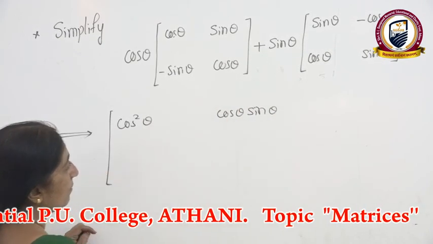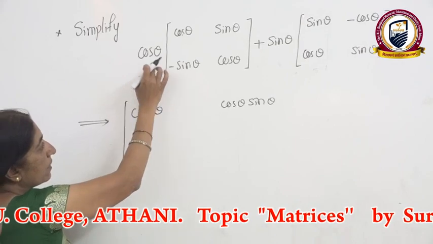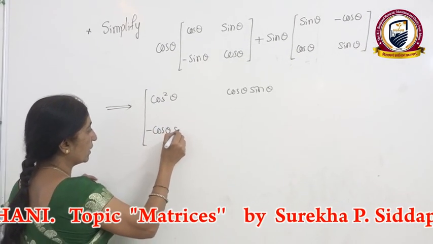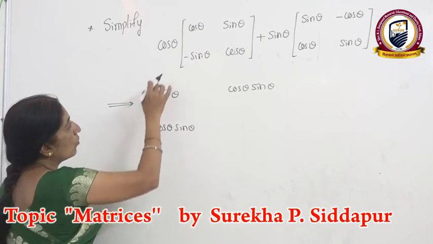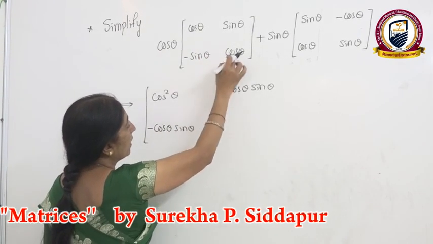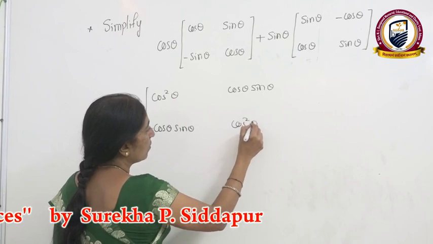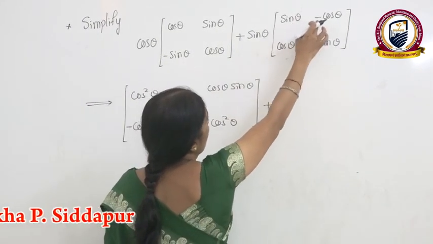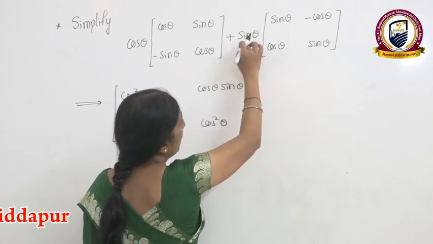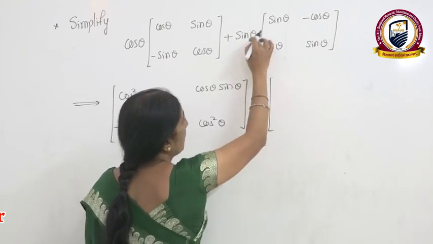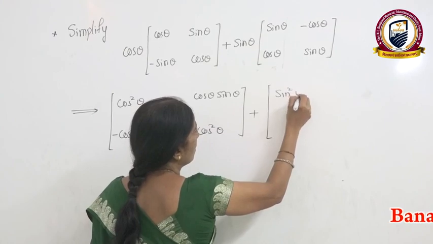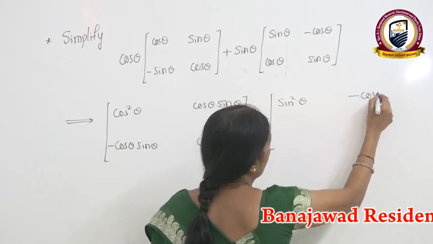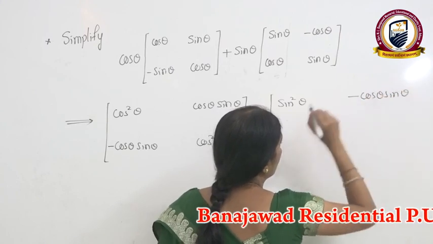Remember, you are doing a multiplication. Then here multiply these two. Minus is there. It is minus cos theta into sin theta. What will be the next element? Cos theta into cos theta is cos square theta. Plus. Now multiply each element of the second matrix by what? By sin theta. Sin theta into sin theta is sin square theta. What is the next element? The next element is minus cos theta into sin theta.